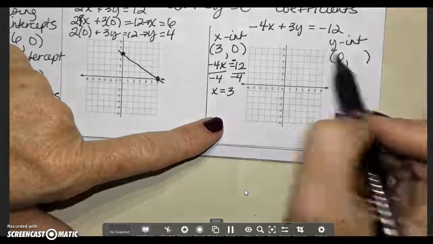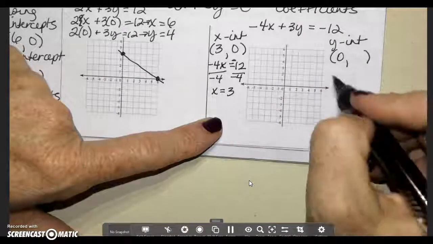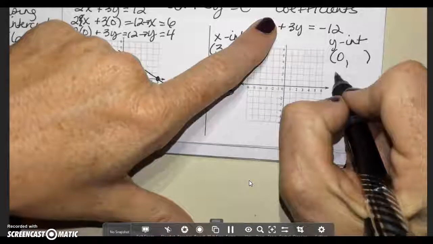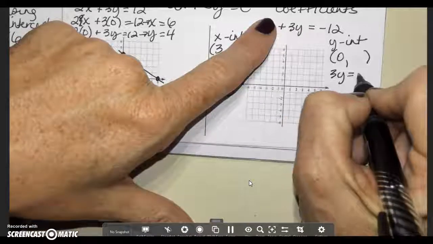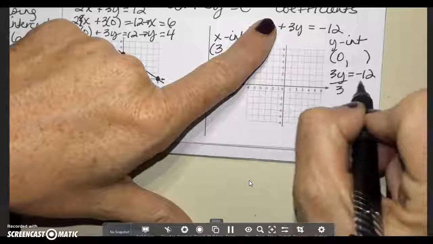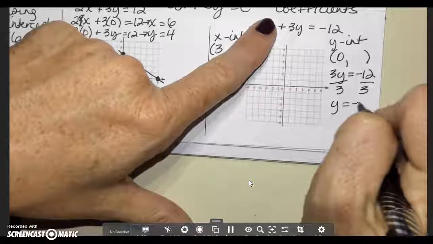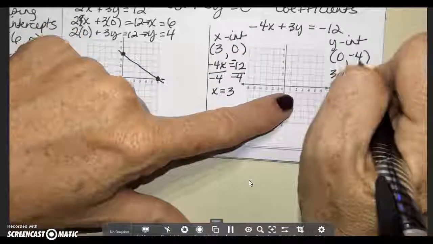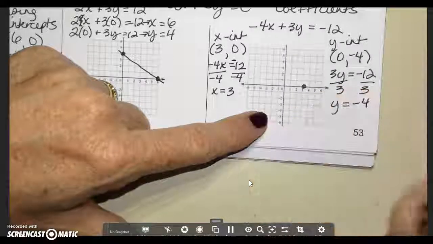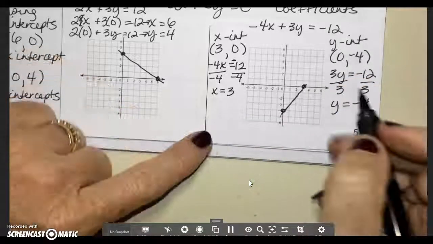If I plug in 0 for x, what's negative 4 times 0? 0, so that's going to go away. So now you're just solving 3y equals negative 12. How do I solve that? Divide by 3. So what's my y value? Negative 4. So you've got x is 3 and y is negative 4, and there's my line.